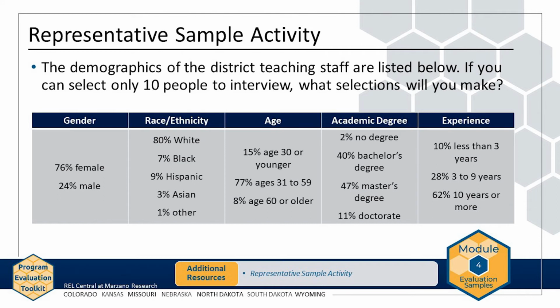The AMP evaluation team can select only 10 teachers to interview because of resource constraints. Which 10 would you select if you were on the evaluation team? How does your chosen sample compare to the district demographics? Be sure to answer the reflective questions at the end of the activity. This activity will take you approximately 20 minutes.